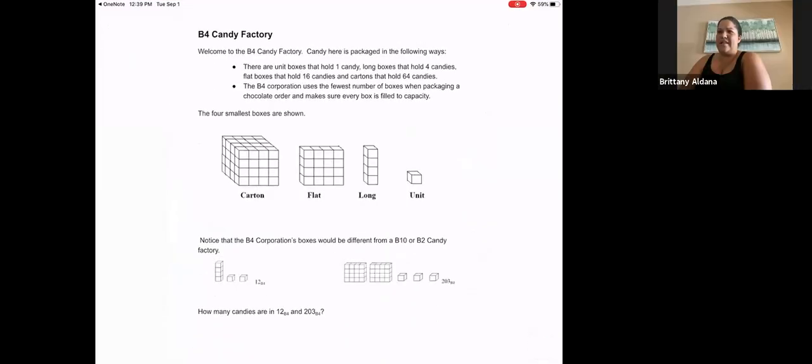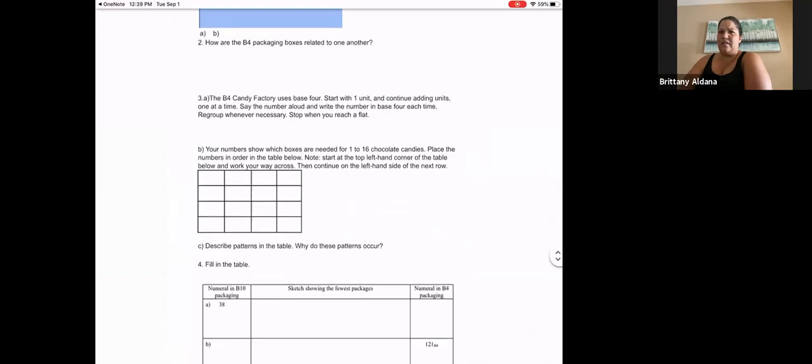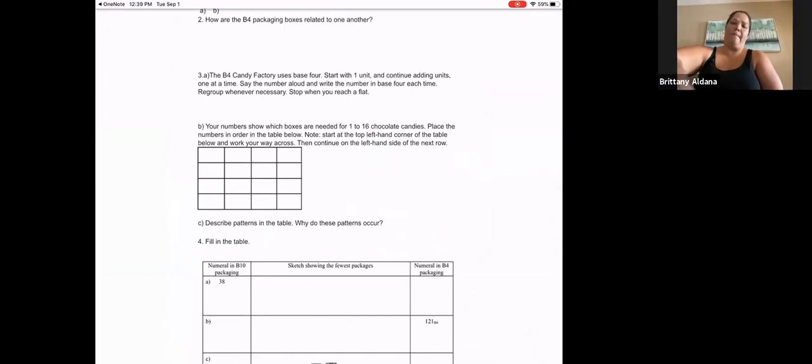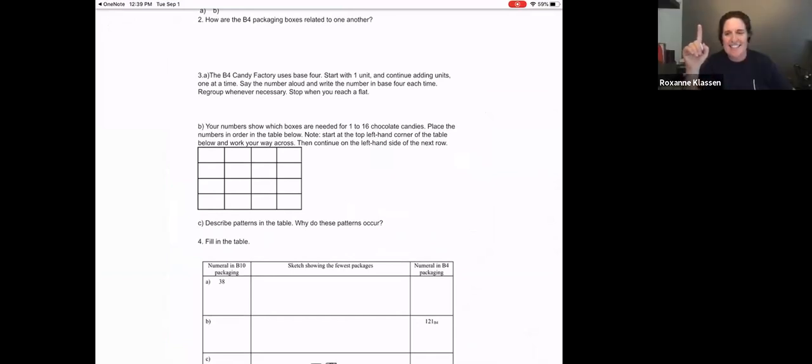So is that asking us what the base is? No, it's saying like, when you start here at your unit, on the far right, how is it related to the next size over and the next one over? Oh, okay. Oh, Juan's got an idea. A carton is 4 times a flat is 4 times a long is 4 times a unit. Do you guys agree? Nice. I agree as well.